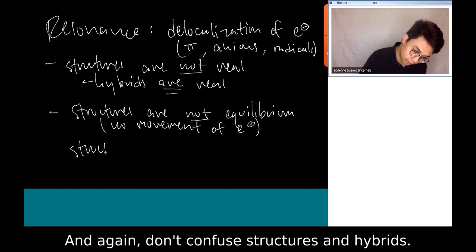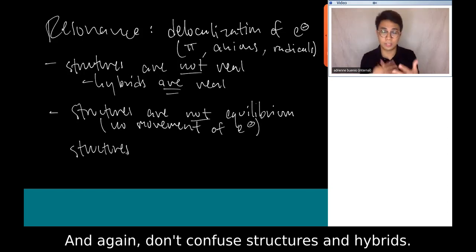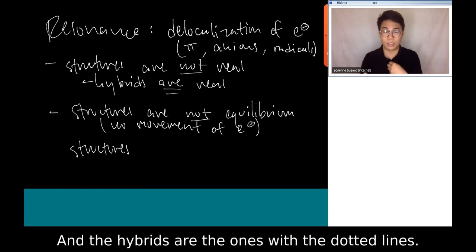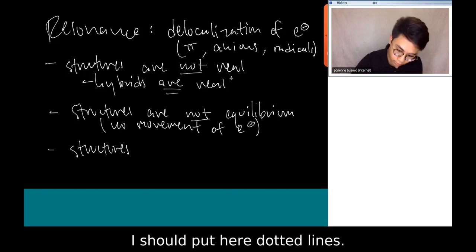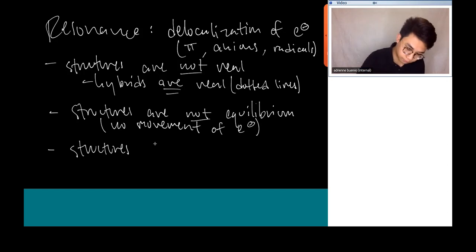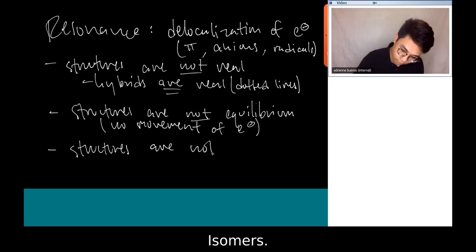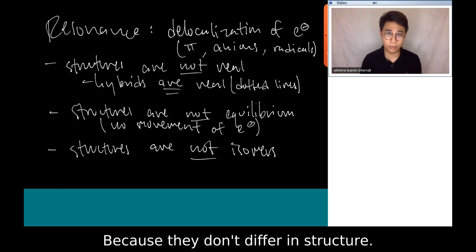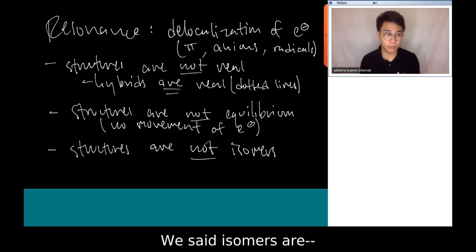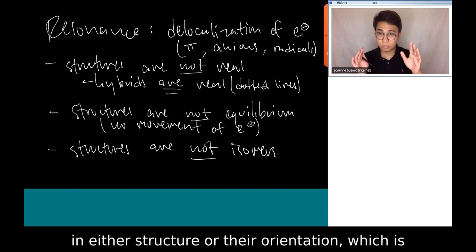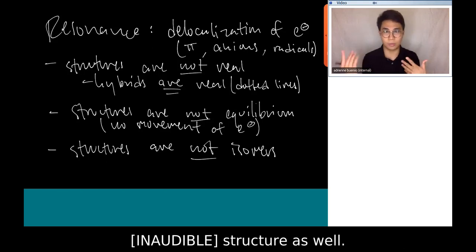structures, and again, don't confuse structures and hybrids. Structures are just the snapshots, which is what we usually work with, and the hybrids are the ones with the dotted lines, right? I should put dotted lines here so you don't get confused. Structures are not isomers, right? Because they don't differ in structure. We said isomers have the same molecular formula but differ in either structure or their orientation, which is pretty much the structure as well.